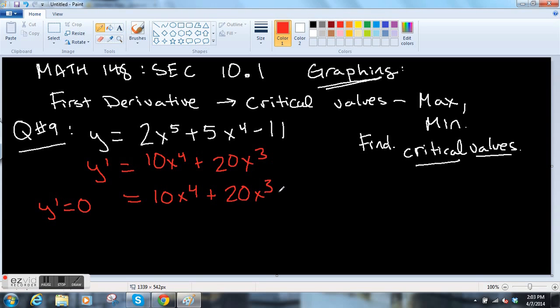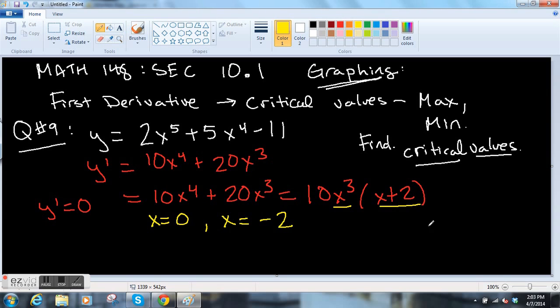So in order to find the x values that make this equal to 0, I'm going to factor it. So I get 10x cubed times x plus 2. Do you see I factored out a 10x cubed from all this? And then I say, what x values make this thing equal to 0? It equals 0 when x is equal to 0, that piece, x equals 0. And if x plus 2 equals 0, you get x equals -2.